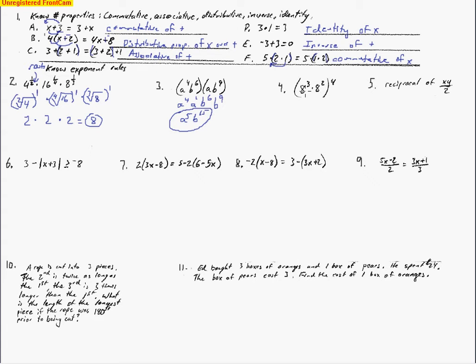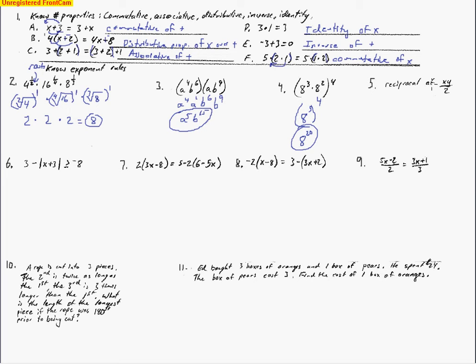Next one, notice how the 8's are exactly the same base, and so we can combine those together. So you count them up. You got 3 8's and 2 8's make 5 8's. And then we're raising this to the 4th power. So 4 groups of 8 to the 5th, and that makes 8 to the 20th power.